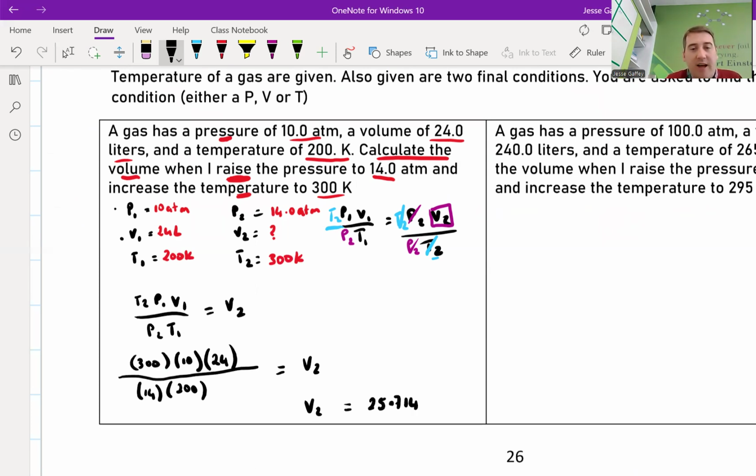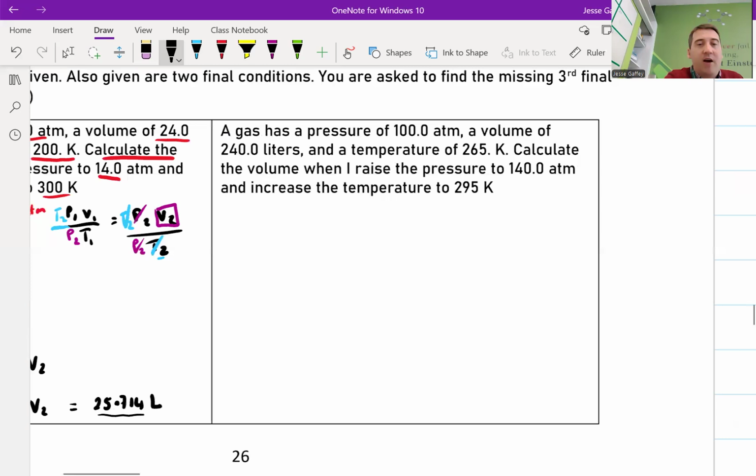Now I need to know my units. My units are going to be equivalent to the units that I put in for the other volume. Up here, you see that it was in liters, 24 liters. So this is now 25.714 liters. Thinking about that logically, does that make sense? What have I done to the temperature? I've put the temperature up, so that should increase the volume. And what else have I done? I've also put the pressure up, so that should try and decrease the volume. But which of them is actually going to win? Obviously, the temperature won because the volume has gone up a little bit. It went from 24 up to 25.714.